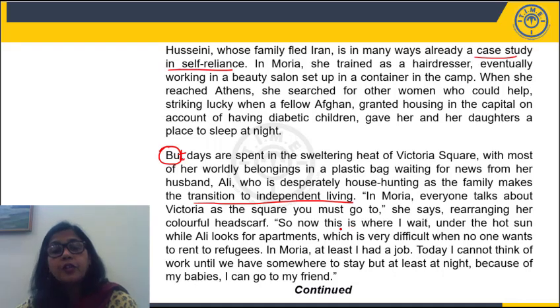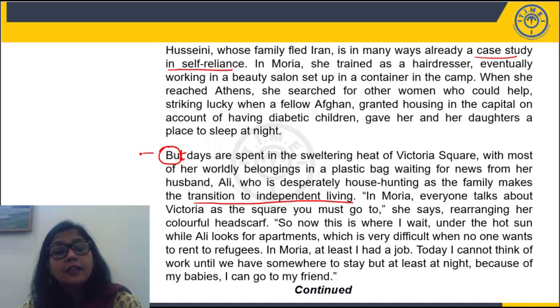In Moria, everyone talks about Victoria as the square you must go to, she says, rearranging her colorful headscarf. So now this is where I wait under the hot sun while Ali looks for apartments, which is very difficult when no one wants to rent to refugees. In Moria, at least I had a job. Today I cannot think of work unless or until we have somewhere to stay, but at least at night, because of my babies, I can go to my friend, the kind friend mentioned in the earlier paragraph.